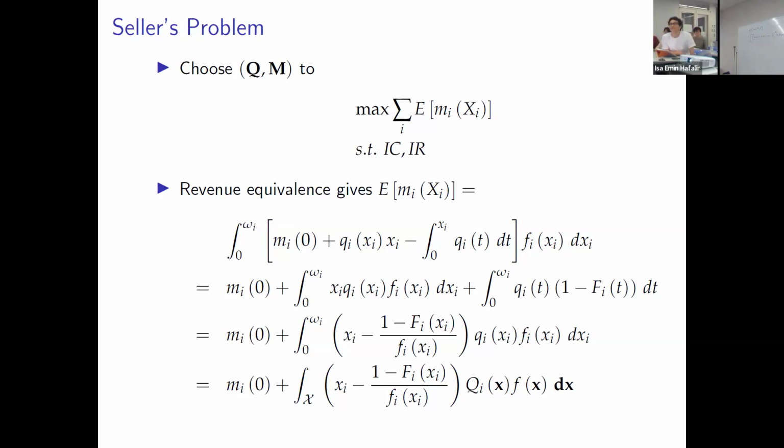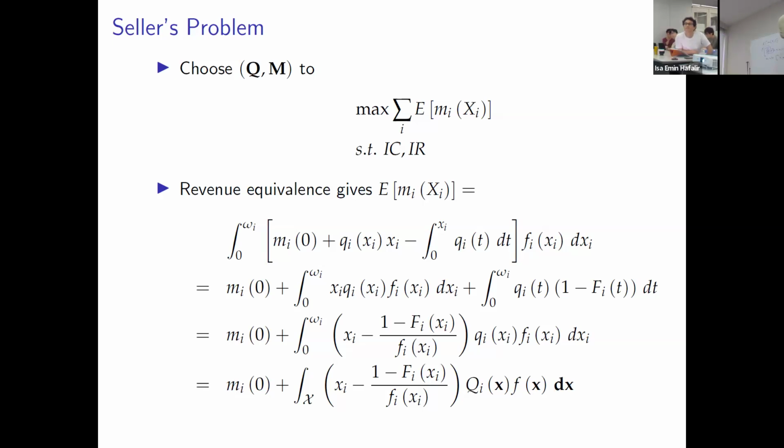All right, so from here, this can immediately go out because this has no x_i in it. Now I'm going to divide the rest into two. One of them will have only one integral, the other one will have a double integral. So M_i(0) plus the integral from 0 to w_i of the first part, x_i q_i(x_i) f_i(x_i) dx_i, and minus this double integral, from 0 to w and 0 to x.